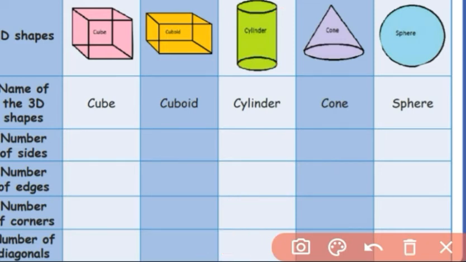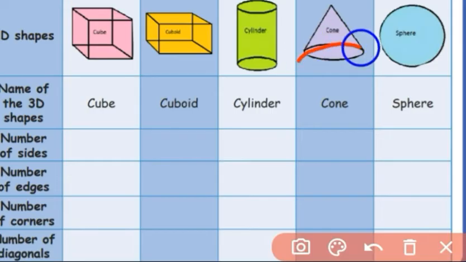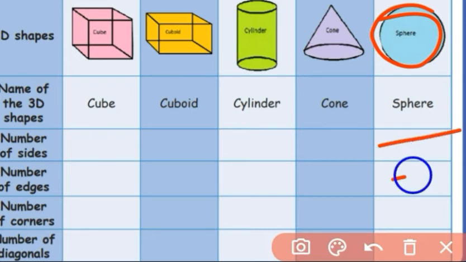Next, cone. Number of sides, two. Number of edges, 1. Number of corners is 1. No diagonals. Sphere, there are no sides, no edges, no corners and no diagonals.